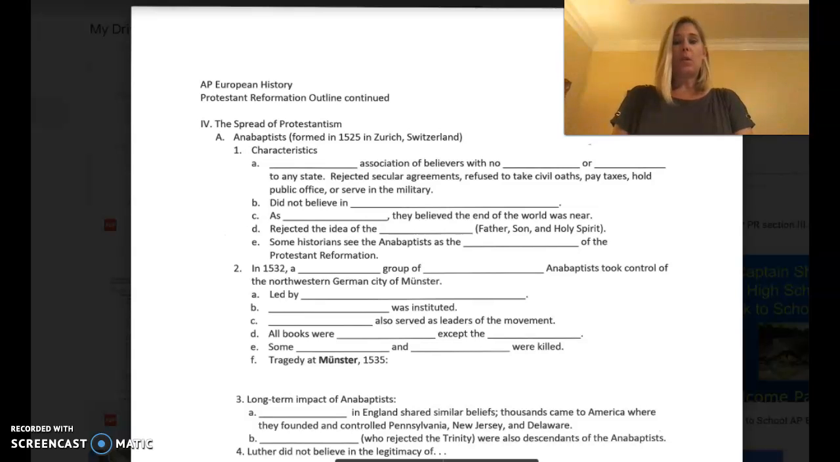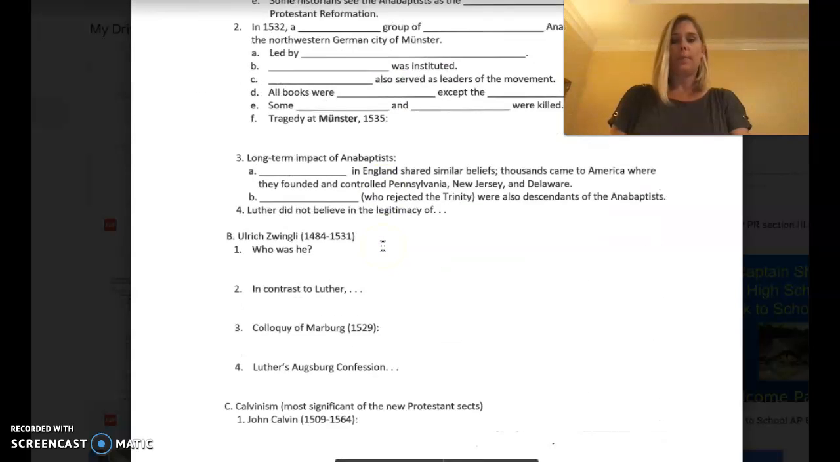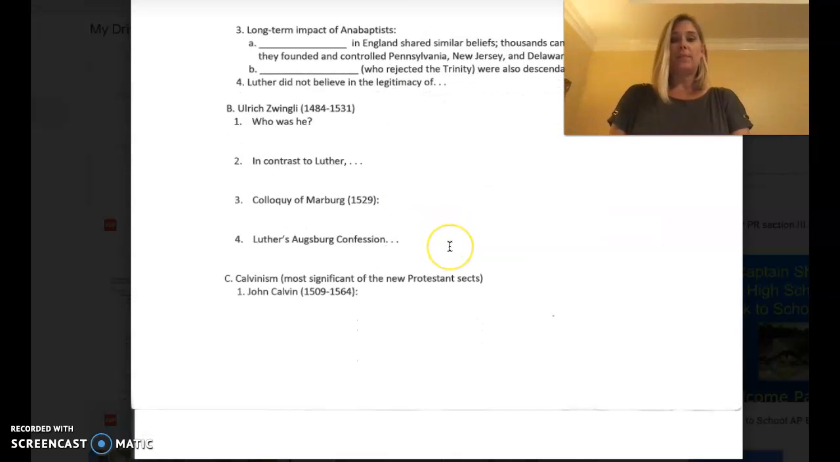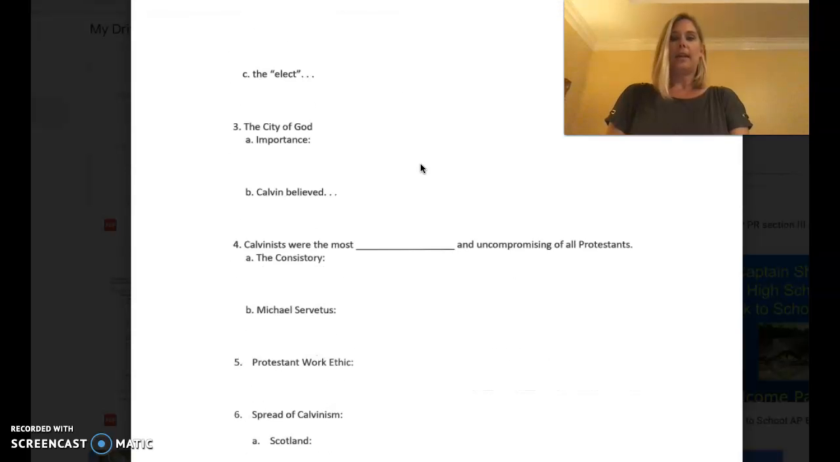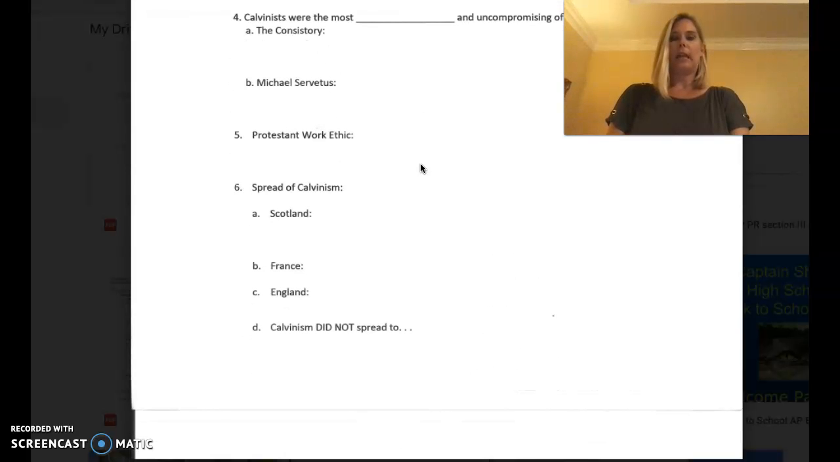This video is going to cover information on Roman numeral 4, part C on Calvinism, which as you can see here is the most significant of the new Protestant sects, or what they call branches. So make sure you're using this typed outline as well as the second page of that same typed outline on Roman numeral 4.